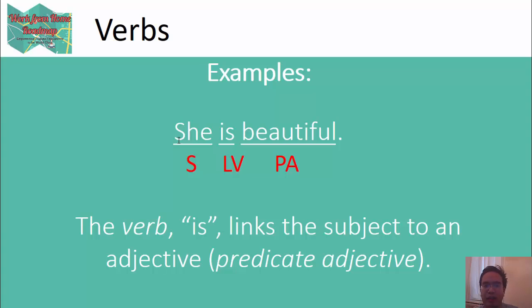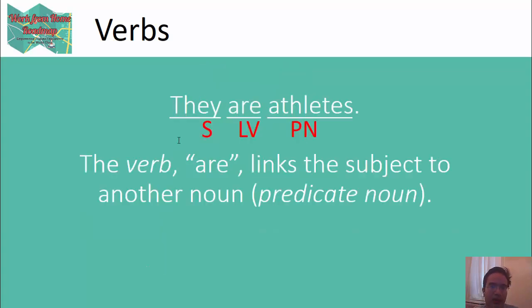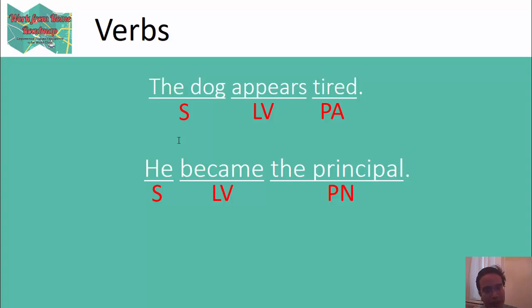Some examples here. She is beautiful. The verb is links the subject to an adjective, the predicate adjective here, which is beautiful. They are athletes. The verb are links the subject to another noun, a predicate noun. The dog appears tired. The verb appears links the dog to the adjective tired. He became the principal. The verb became links the word he to the predicate noun, the principal.